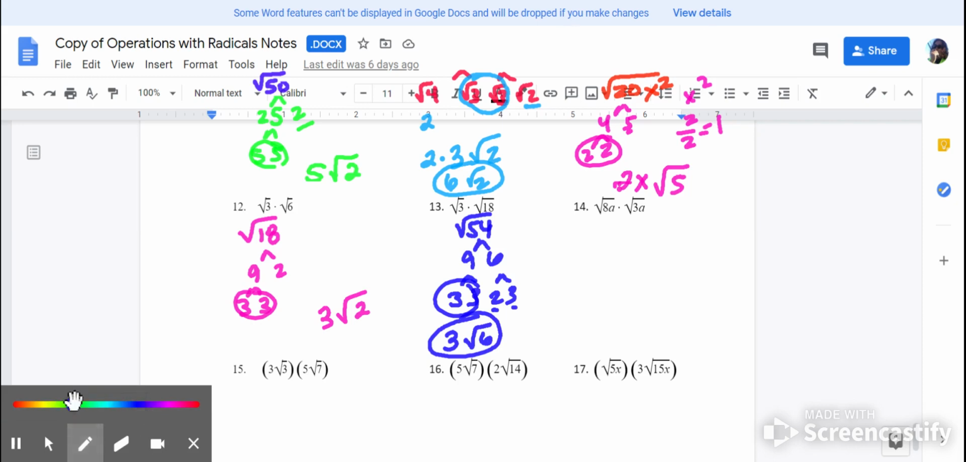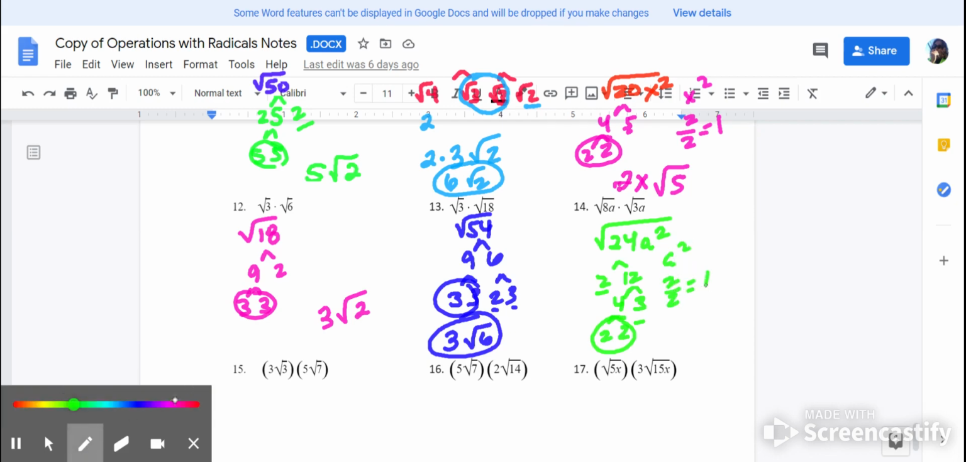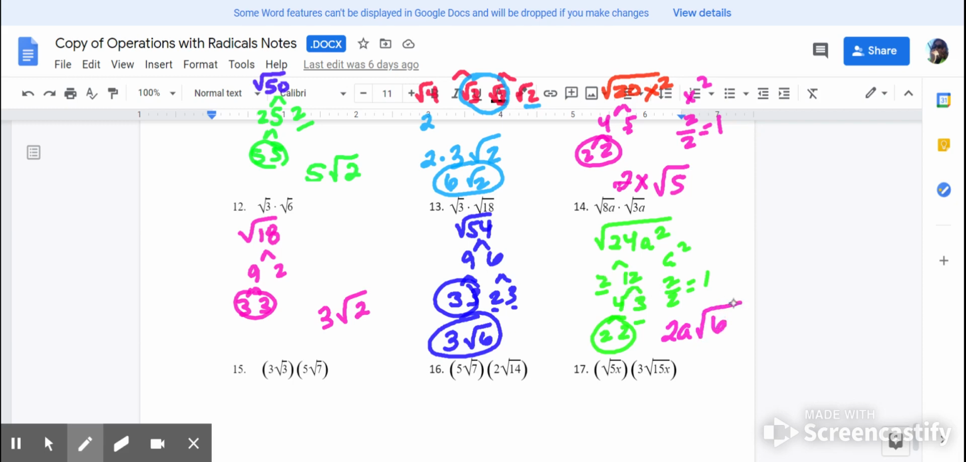Don't let the fact that there's a variable throw you off. Still going to multiply, so 8 times 3 gives me 24, and then a times a gives me a squared. 24 I can break down to 2 and 12, 12 to be 4 and 3, and 4 to be 2 and 2. So a pair of 2's with a 2 and a 3 left over. And then when I deal with a squared, that's 2 divided by 2 gives me 1. So as I write my final answer, I have 2 times 1a on the radical of 2 times 3, which is 6.